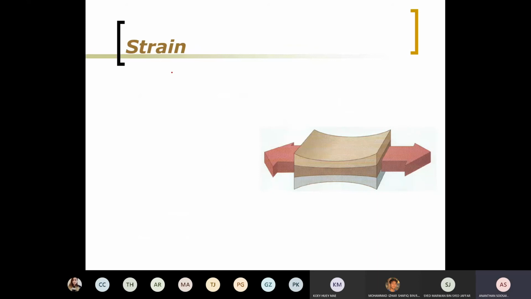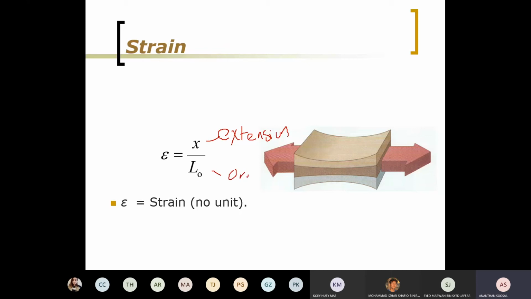Stress causes strain. Stress causes strain, not strain causes stress. So material also experiences strain due to stress. Now we can measure strain also. What is strain? Strain is epsilon. Strain, of course, has no unit. Strain is extension over the original length. This is your extension over the original length.